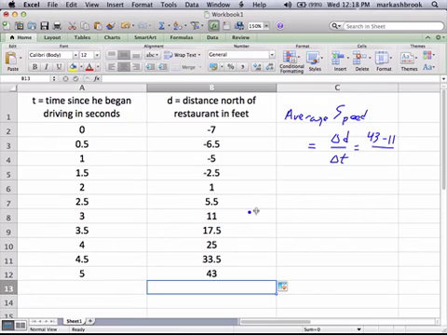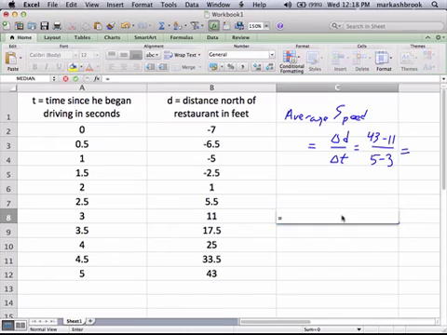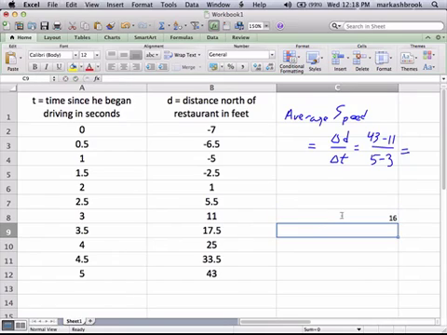And what's the change in time over that? 5 minus 3. You can't cut corners here. You have to plug both 3 and 5 into D, get those distances from the restaurant, and then find that change in distance. Okay, so we get the number. So over here I can just do that, equals 43 minus 11, divided by 2, 16 feet per second.